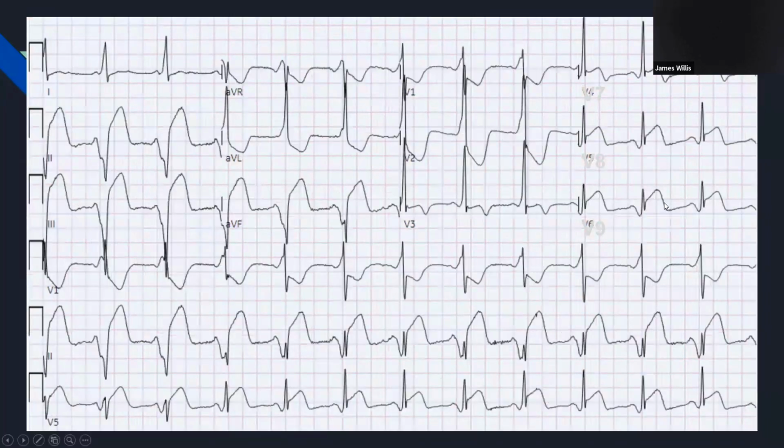70 minutes later, we got another EKG, and I think you can see the progression going on. So these ST elevations in the inferior leads are much more pronounced. You have much more ST depression in the anterior leads, which kind of tell you that there's posterior ischemia, and then again the posterior ST elevations.